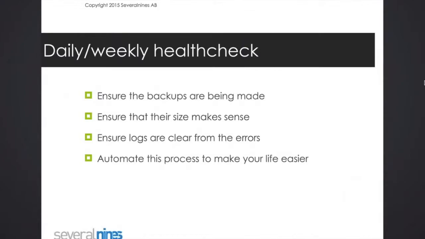So during this health check, among others, you should ensure that the backups are being made. You should check the files out there, that the backup files are created and the snapshots are created. You need to ensure that the file size makes sense. So let's say if you have a 100 gigabyte data set and the backup file is 50 megabytes, then something is definitely not right here. So you need to investigate. You need to ensure that logs are clear from errors, so that there are no problems that may cause the backup to be inconsistent or not working correctly.